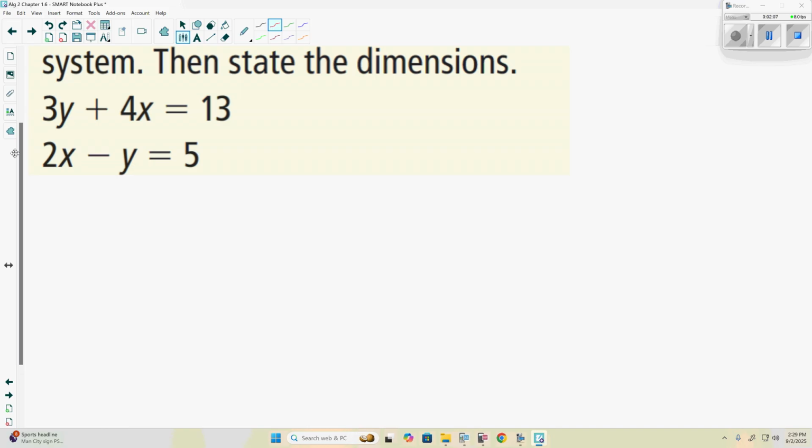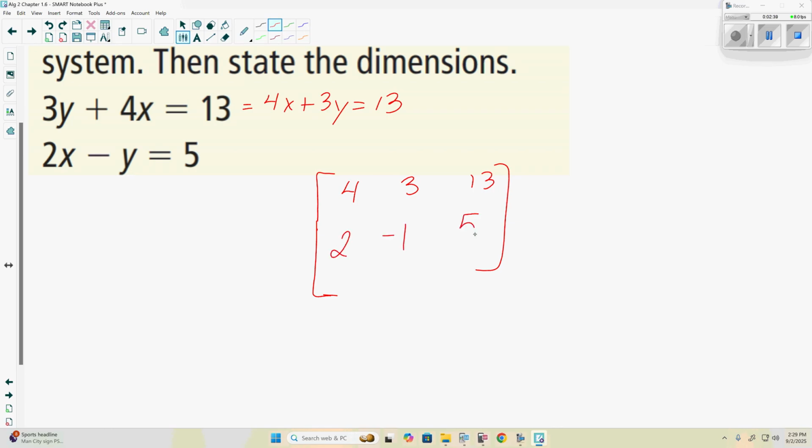The first equation, do we have it in the correct order? Well, no, because the x and y are flipped. So all we got to do is flip it back. So 4x plus 3y equals 13. Now that we have that written, what would our first row be? 4, 3, 13. Our second row, 2, negative 1, 5. And the dimensions for this would be 2 by 3.